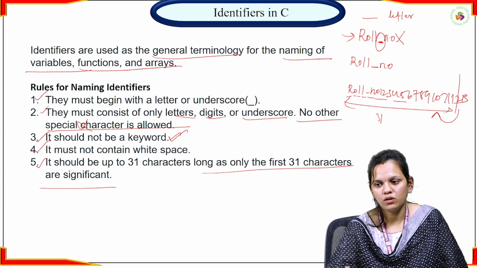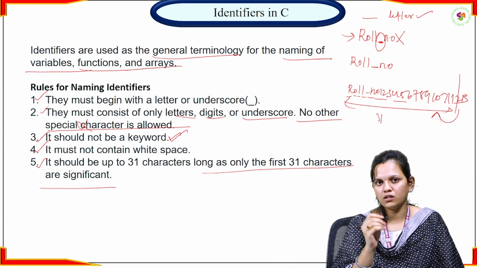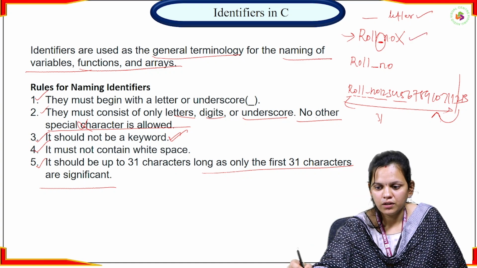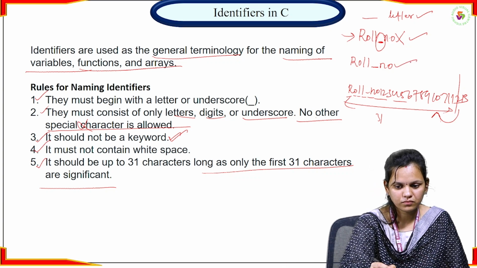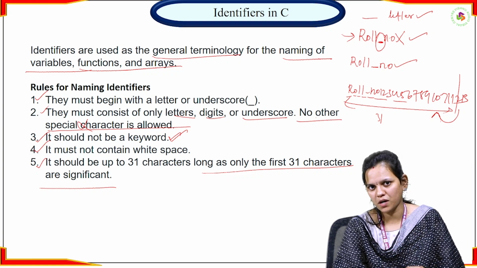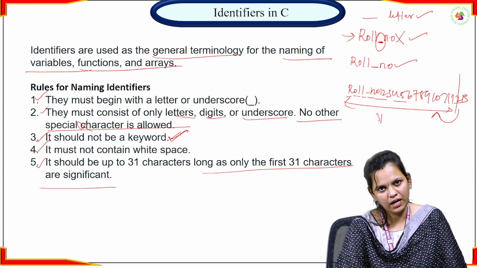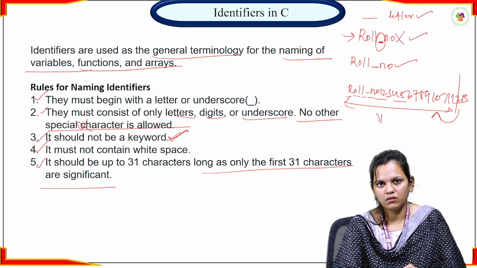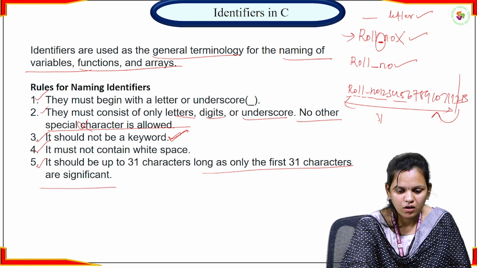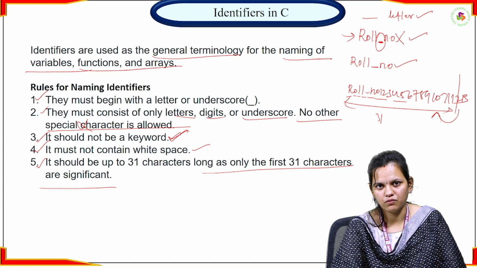Okay, what's the first rule? The identifier name should start with an underscore or a letter. The next one is no white spaces. And the next one is it should be a combination of letters, digits as well as underscore, but no other special symbols. And the third one is it should not be a keyword. Except the keywords you can write any other name, but keywords are not used as identifiers. And no white space between the words, and only the first 31 characters are significant.